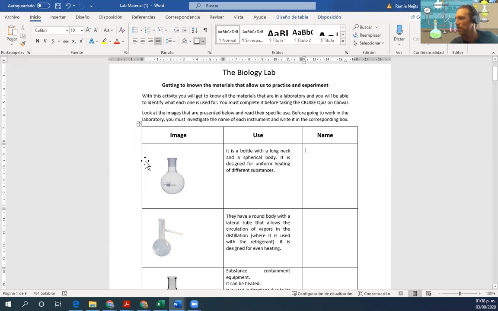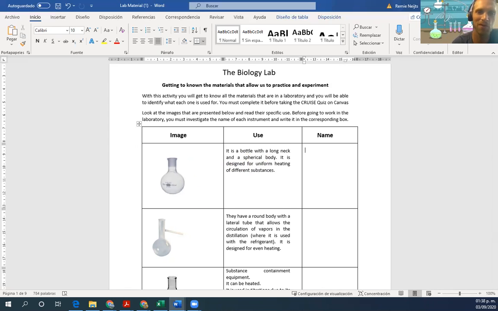Itzel, what do you think? This first image, what would you call that? What would its name be? It's a bottle with a long neck and a spherical body. It is designed for uniform heating of different substances.